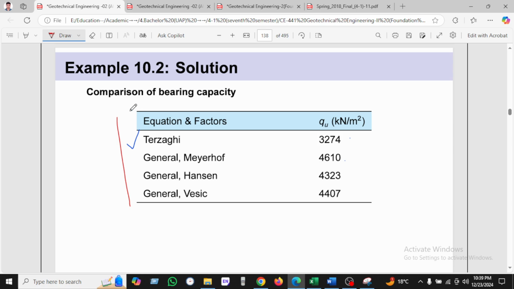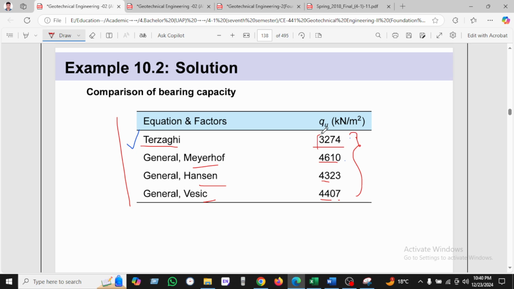We have found the comparison of bearing capacity: by Terzaghi, which is 32.74, and Meyerhof we have found 46.10, Hansen we have found 4323, and Vesic 4407. So you can question me which one will be used in practical life.